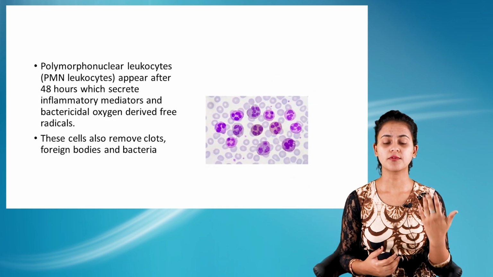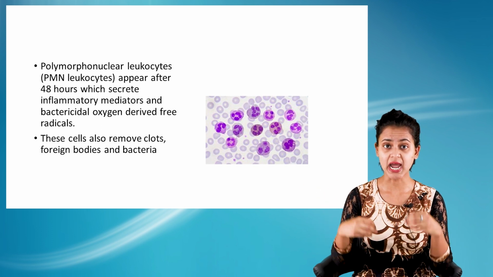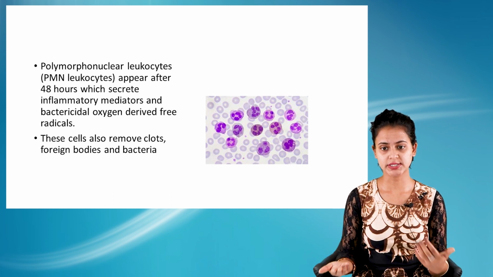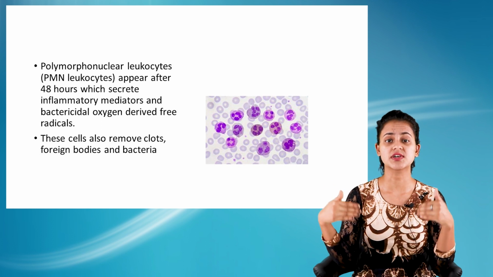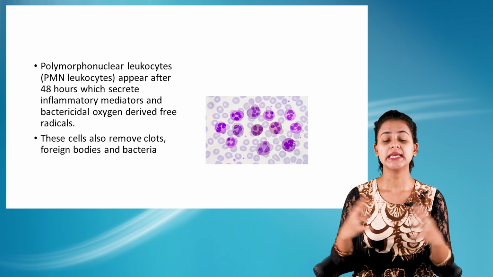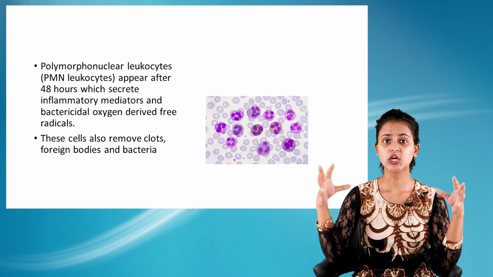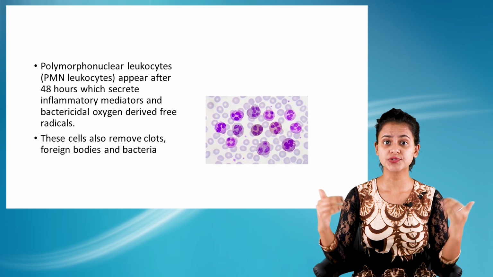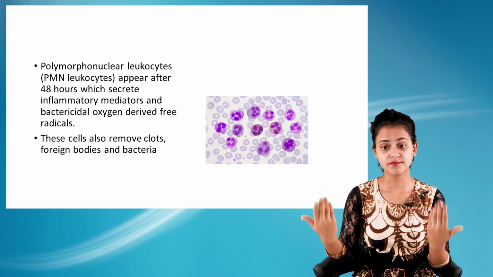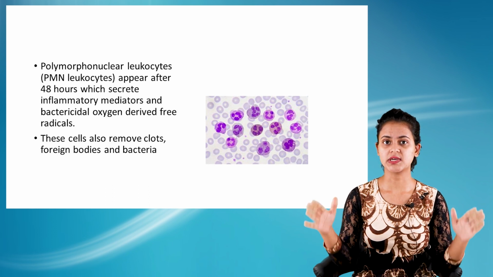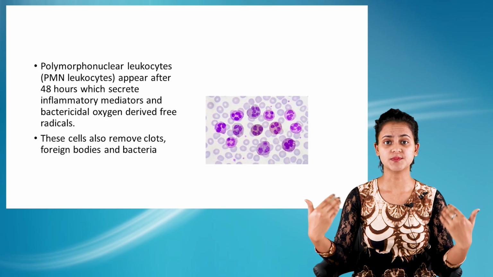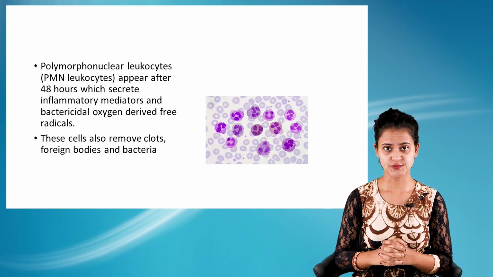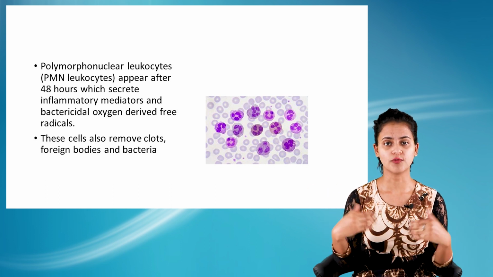Here, the polymorphonuclear leukocytes will also be present after 48 hours of the primary trauma, secreting inflammatory mediators as well as bacterial oxygen derived radicals. This will often help in the removal of unnecessary clots and debris from the wounded or injured part, which will help to prevent foreign body invasion as well as invasion of bacteria and viruses. Ultimately, this whole area will be protected against any invasion of microorganisms, which will prevent the chances of infection in this inflammatory phase.